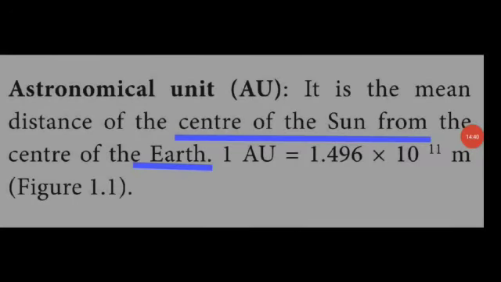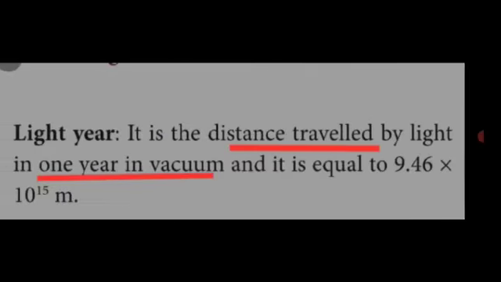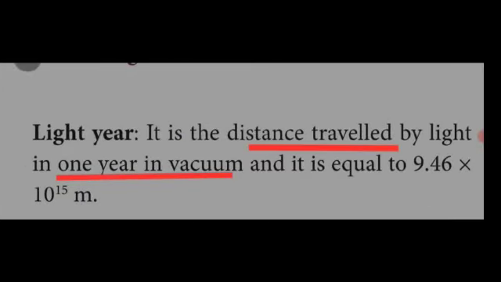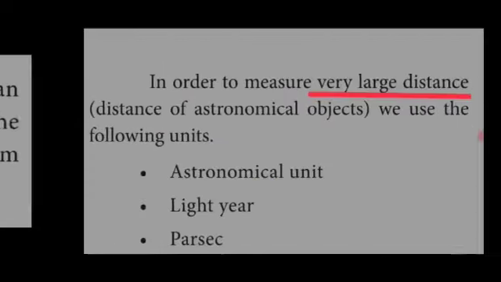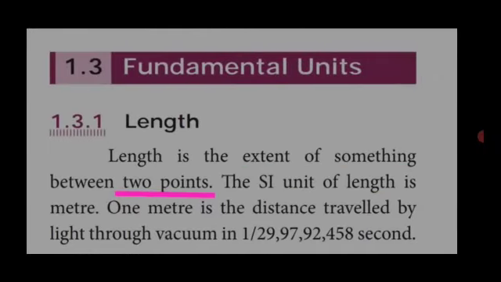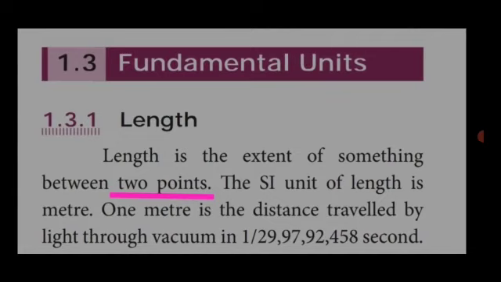Dear students, note the assignment questions. The first question: define astronomical unit. This is the answer for astronomical unit. The second question: define light year and its value. This is the answer for light year. The third one: define length. The first two lines, length is the distance from one point to another. This is the answer for define length.